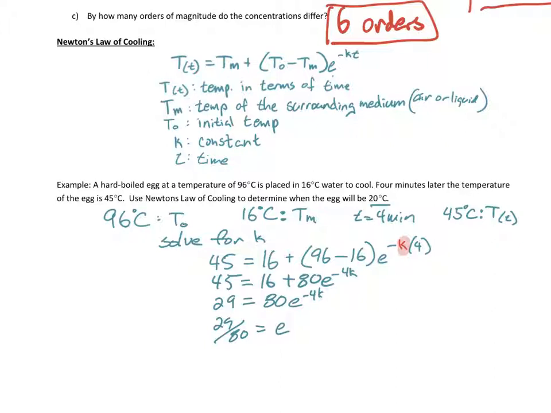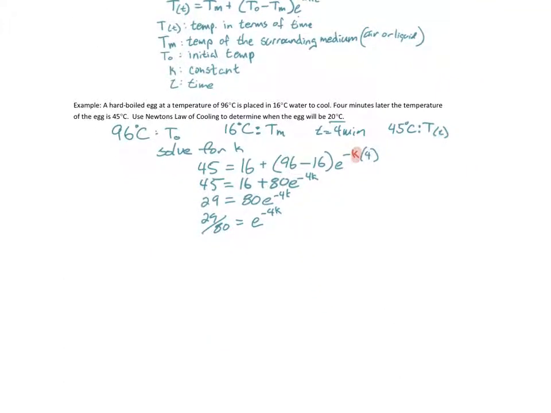equals e to the power of negative 4 times k. So now here's the part that we need to solve this. Well, if I take the natural log of e to some power, that's going to get my some power down to where I can get to that x. So I'm going to take the natural log of both sides. Since it's an equation, I want to keep it even. And then I take the natural log. I'm showing you all the steps here. Well, these are just going to cancel out. I'm left with the natural log of 29 divided by 80 equals negative 4k.